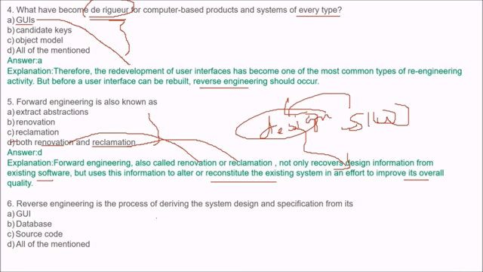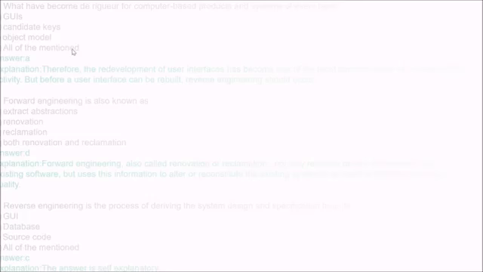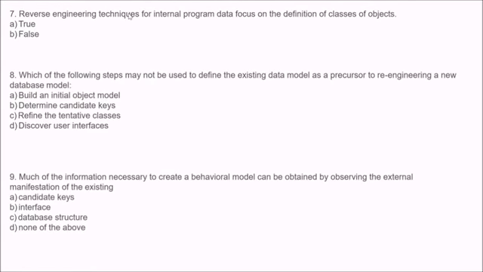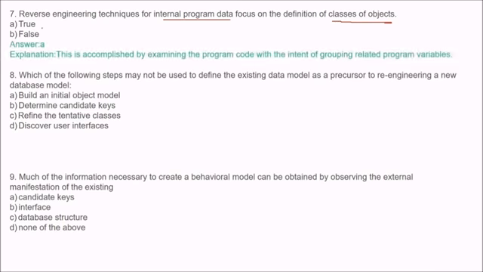Reverse engineering is the process of deriving the system design and specification from its what? Deriving system design and specification from its source code or any other. The answer is source code. Reverse engineering techniques for internal program data focus on the definition of classes of objects. Is it true or false? The answer is true.